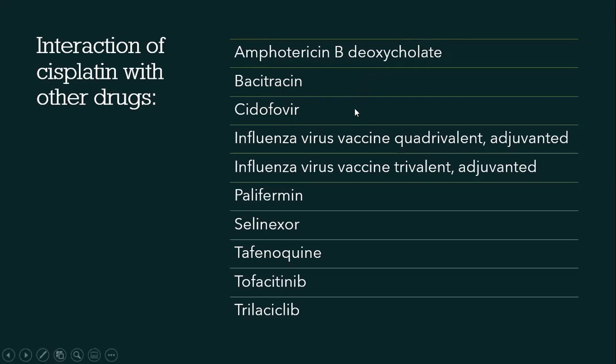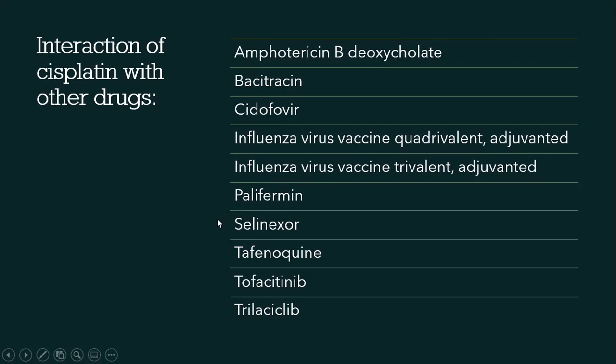Influenza virus vaccines, both quadrivalent and trivalent, can antagonize the effect of cisplatin. And due to this antagonism, there is a decrease in the activity of cisplatin. The drug palifermin can increase the toxicity of cisplatin, meaning the side effects will be enhanced and we will observe more intense side effects of cisplatin if it is administered along with palifermin.